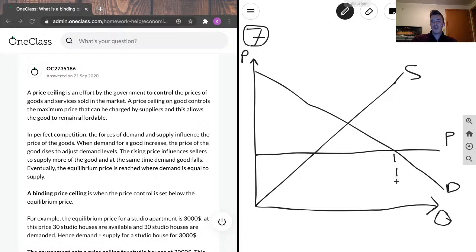The price ceiling is going to cross the demand curve once and the supply curve once. Where it crosses the demand curve, we've got quantity demanded. And where it crosses the supply curve, we've got quantity supplied. Now in this case, our quantity demanded is more than our quantity supplied. So we have a shortage. This is what our junior tutor was getting at in that example.